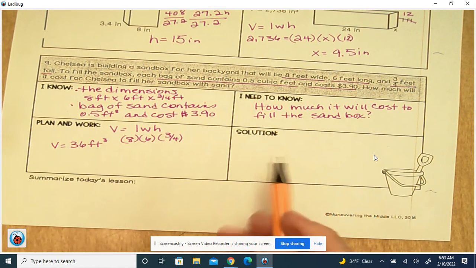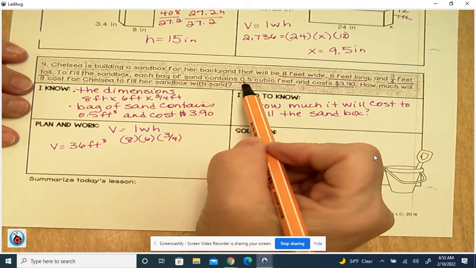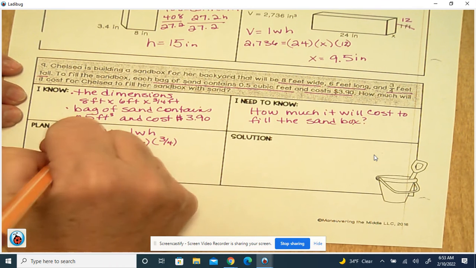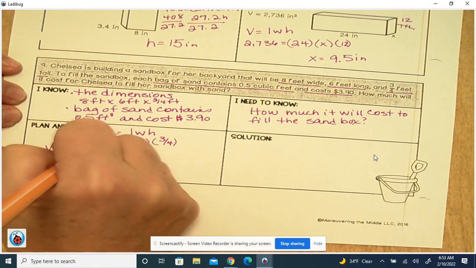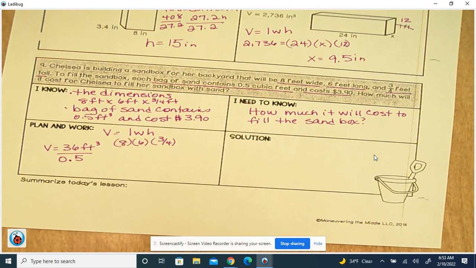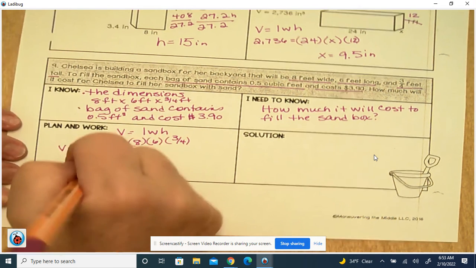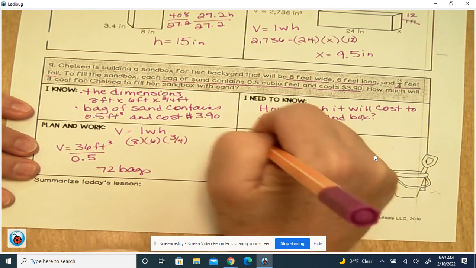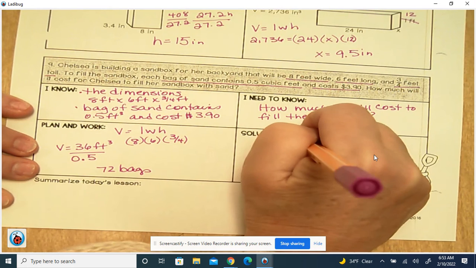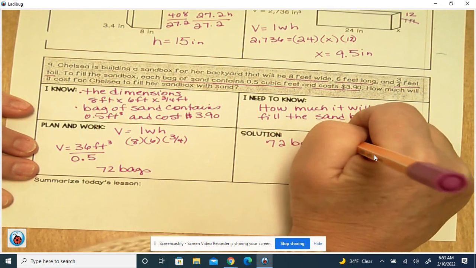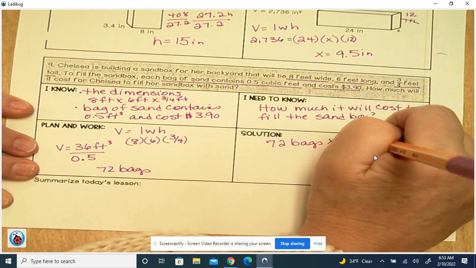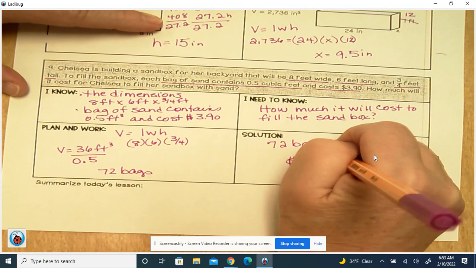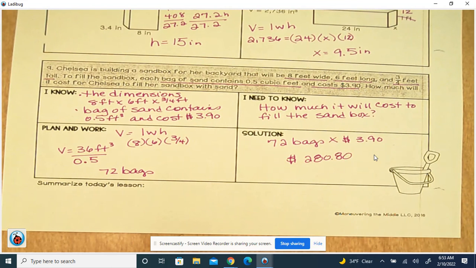Now we want to know how many bags at 0.5 cubic feet is going to fill that 36 up. So we take that 36 and divide it by 0.5. And that gives me 72 bags. And then we take those 72 bags and multiply it by the 3.90. So it's going to cost $280.80 to fill up that sandbox.